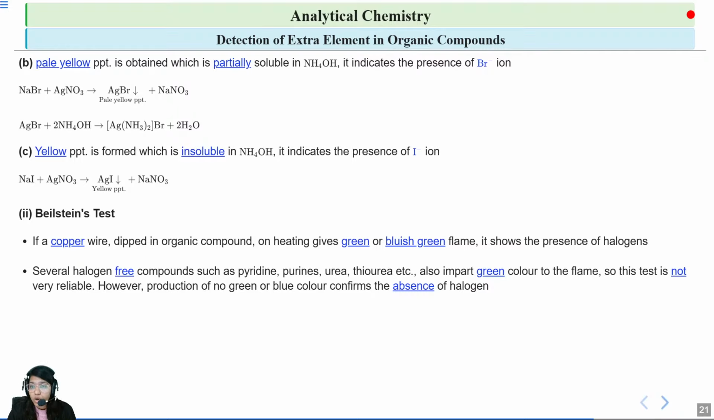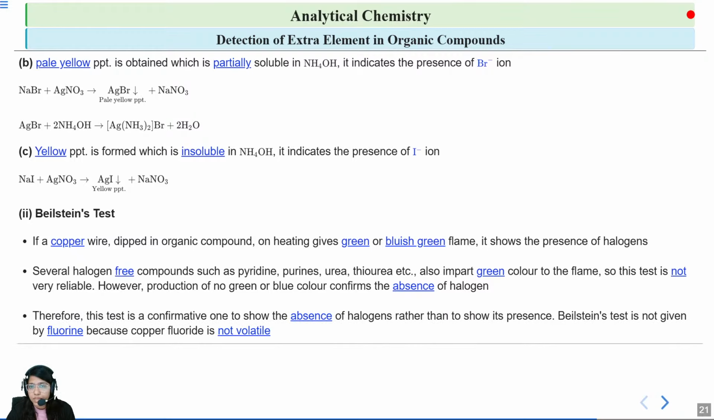But several other non-halogen compounds or halogen-free compounds like pyridine, purines, urea and thiourea can also give a green flame, which makes this test unreliable for confirming halogen. However, production of no green or no blue color confirms the absence of halogen. So more than the presence of halogen, this test is reliable for detecting the absence of halogen in an organic compound. Therefore, this test is confirmatory to show the absence of halogen rather than their presence. And this Beilstein test is not given by fluorine because copper fluoride is not volatile.